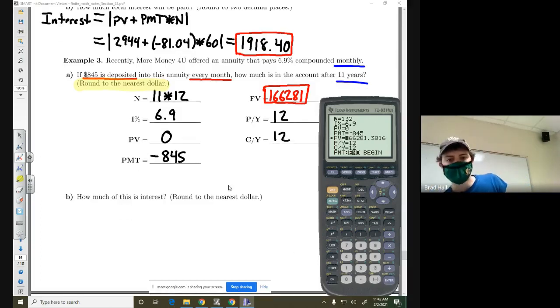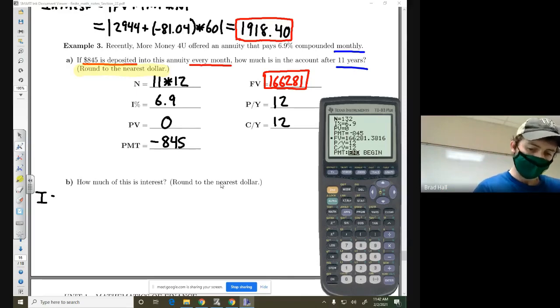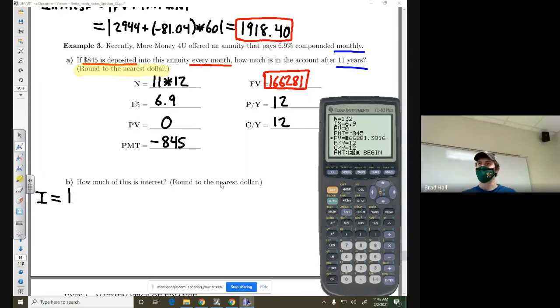And then part B is going to be the same thing we talked about before. How much of this is going to be interest? So now, like we did before, we're going to be figuring out the interest. Remember, it starts off with an absolute value bar, and then we use either PV or FV, depending on which one is non-zero. It's going to switch. Now we're using FV, because now FV is the non-zero value. And then this is followed by everything else, PMT times N.